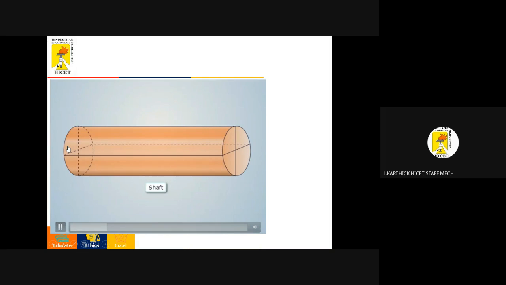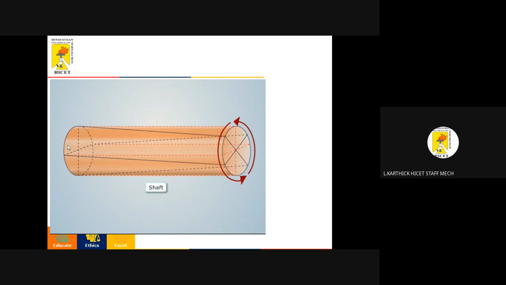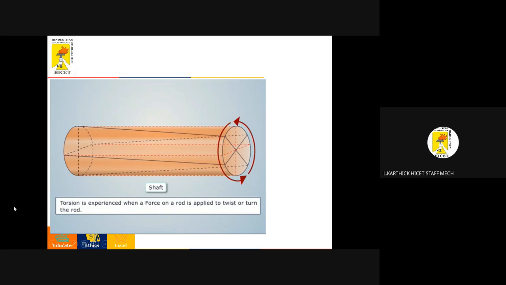So now, what is torsion? Consider a shaft. Simply, we may call it the turning force on the cross section of the shaft. In a simple manner, we may express this as: torsion is experienced whenever we apply a load or a force on a rod, which accepts that force and tries to twist or turn according to the force that is given. That is called torsion.